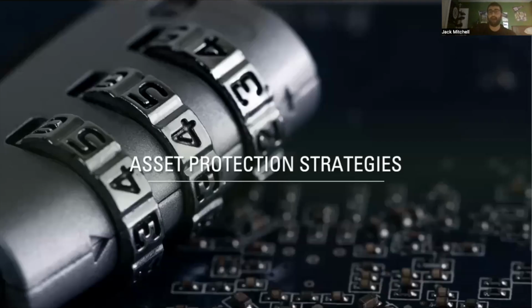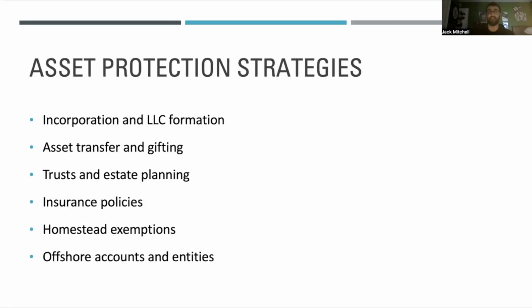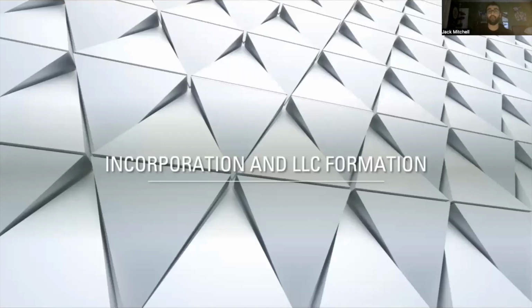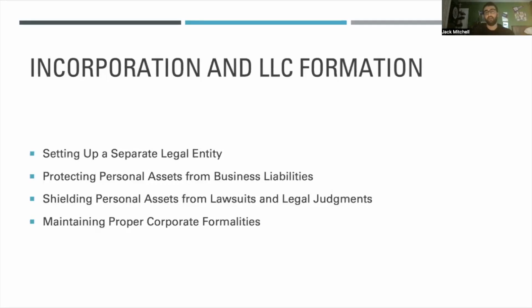All right, now we're going to talk about the asset protection strategies. I already talked about them in the beginning of this workshop, and we're going to go over all 6 of these from start to end. The first one being incorporation and LLC formation. So basically, there are 4 things that go into incorporation and LLC formation. And these are basically some of the strategies required for it.